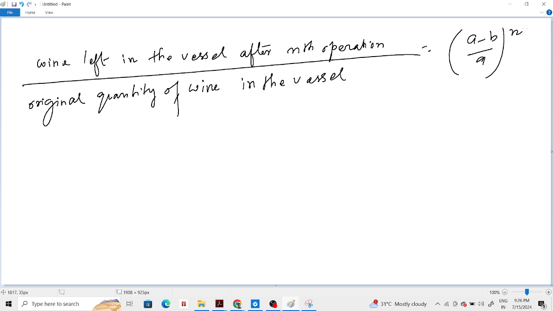64 by 125 is wine left in the vessel after nth operation divided by original quantity of the wine in the vessel. You need to find out wine left in the vessel, so that means you need to multiply this with the denominator, this one, that is 125. তুমি 64 by 125 পেয়েছো, তোমাকে নিউমারেটরটা বার করতে হবে, which is wine left, সেটা কি 64 by 125 into 125, that is 64.